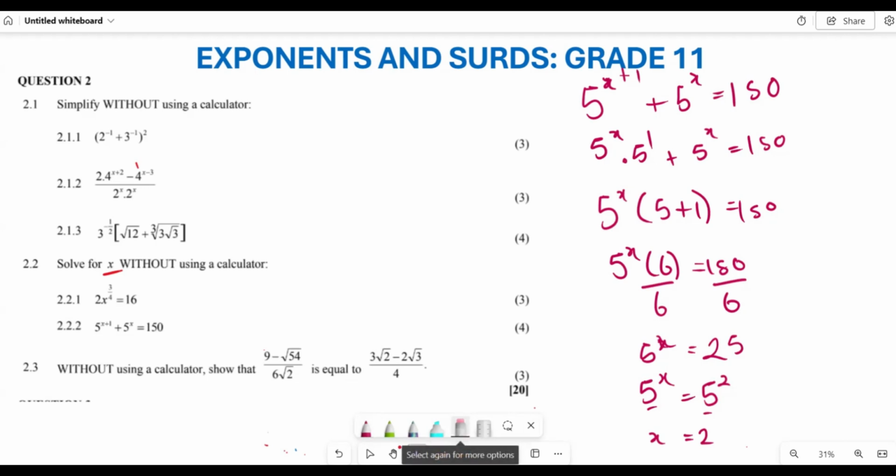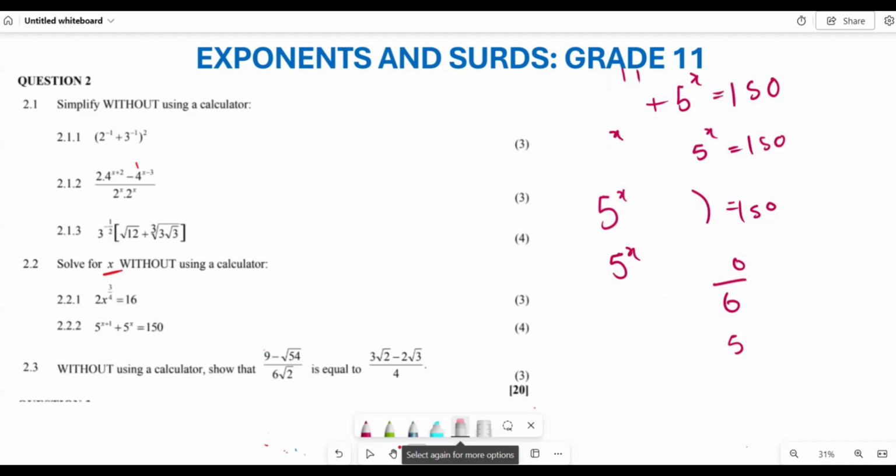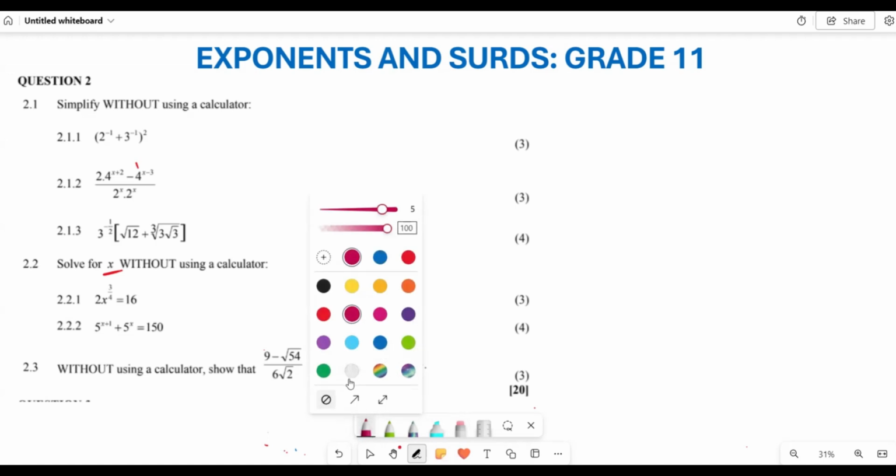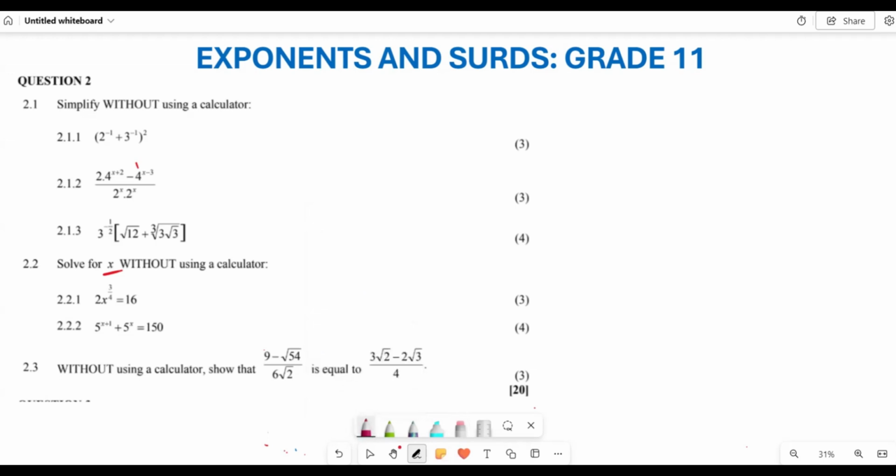Now let's move swiftly along and look at the last question that we are given. Here we are going to attempt the last question and see what we are supposed to do. I know they like these types of questions. They say without the use of a calculator.